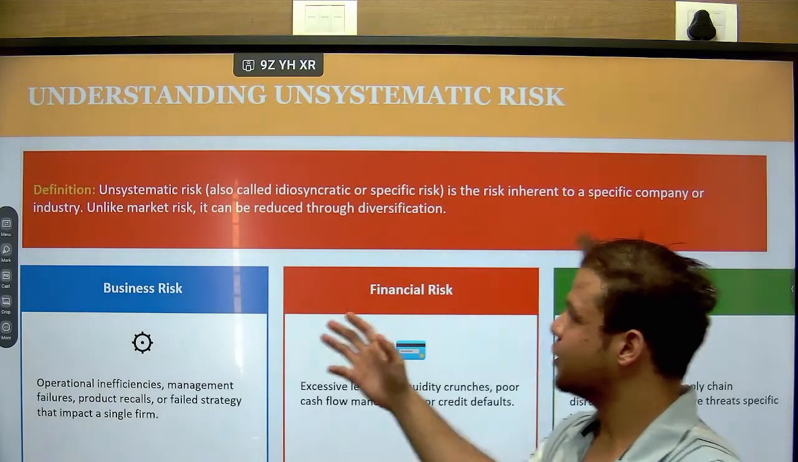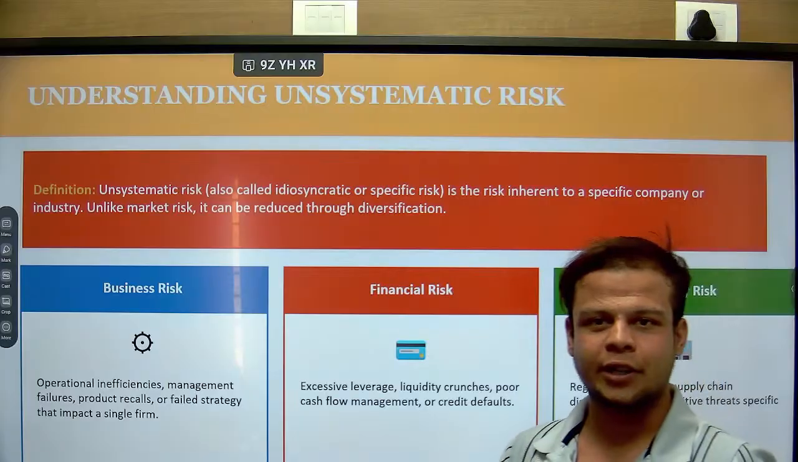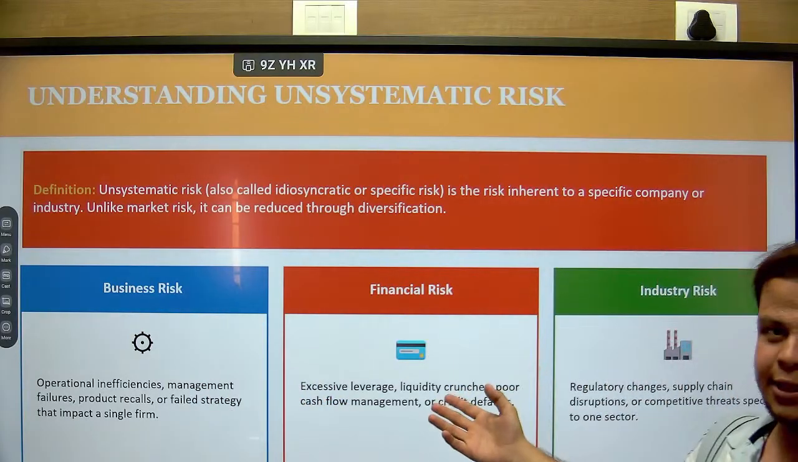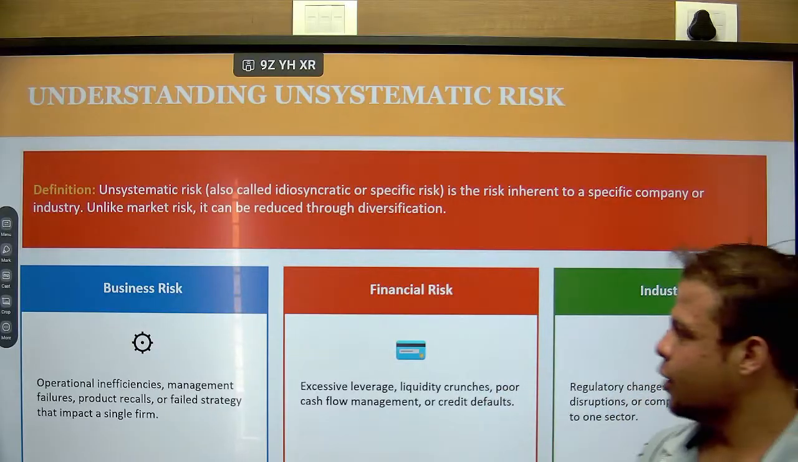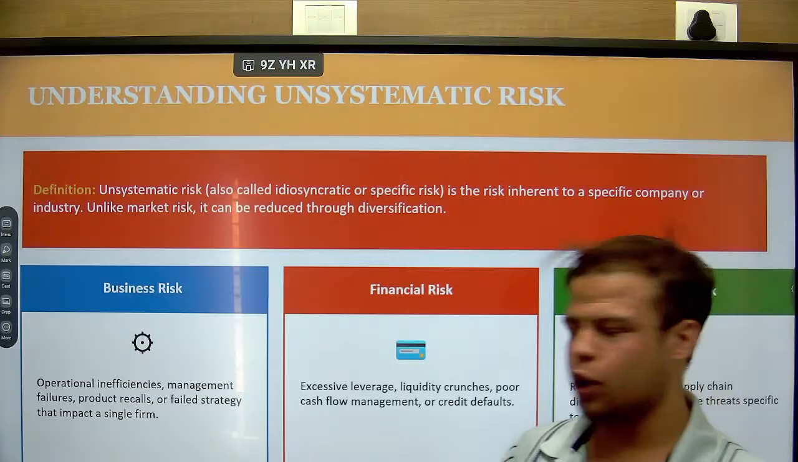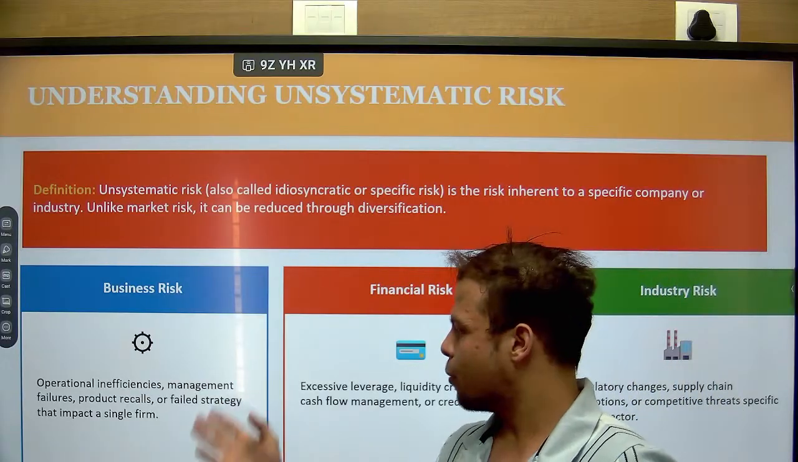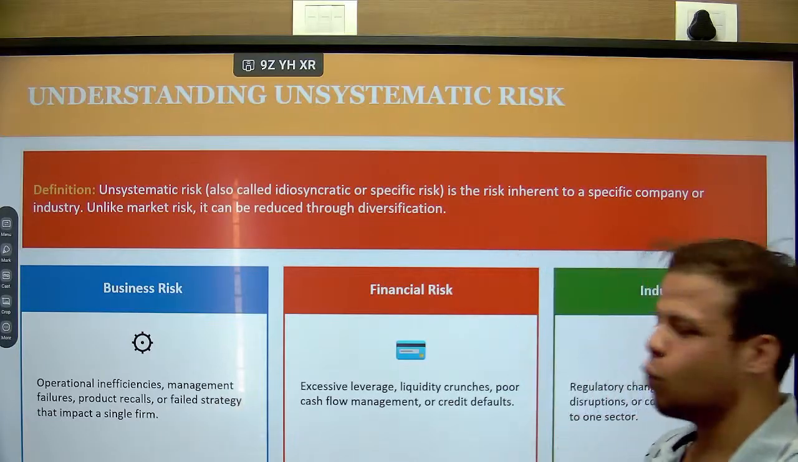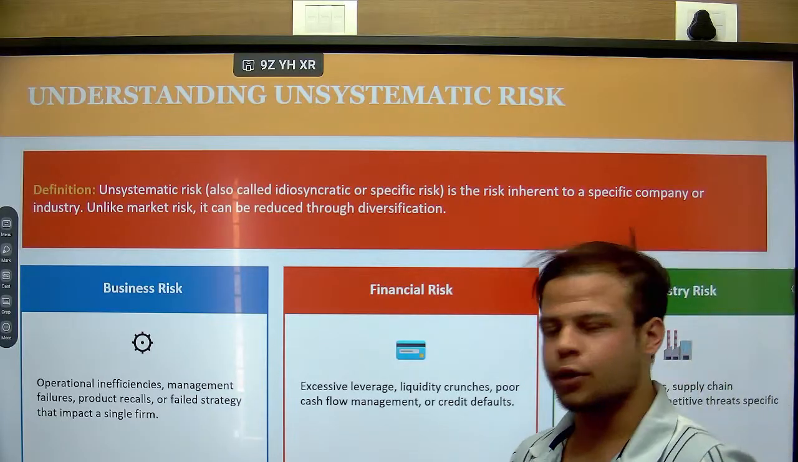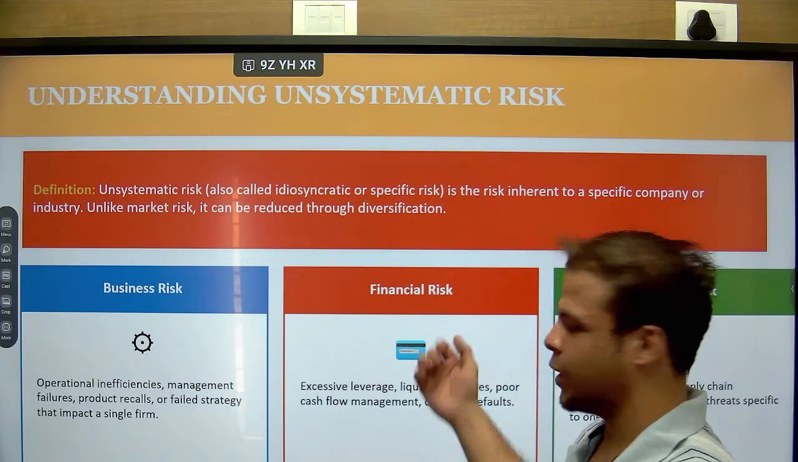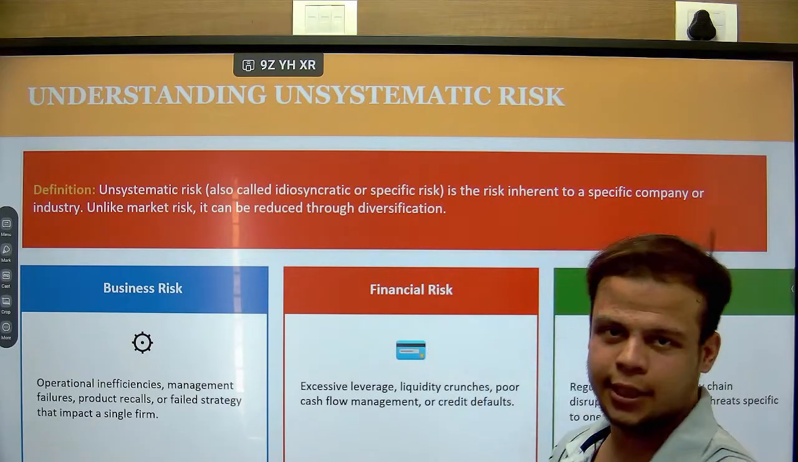So let's understand how risk can affect a particular sector. It could be a business risk, a financial risk, or an industrial risk. If there is a loophole in their operational efficiency or managerial decisions, we can say it's a business risk. But when they face any problem in their financial statements or P&L, then it's a financial risk. And the same goes for industrial risk as well.